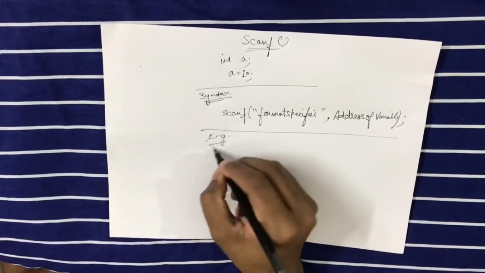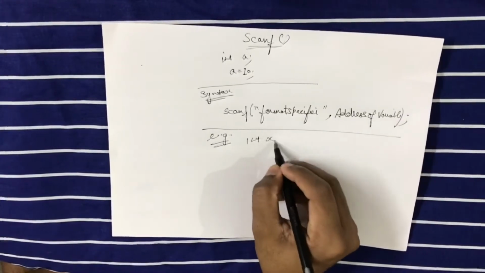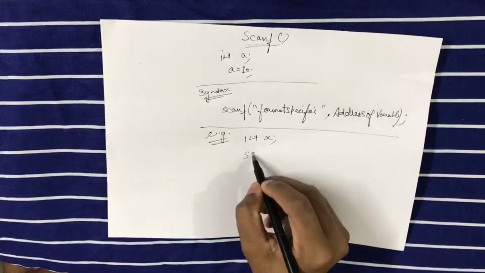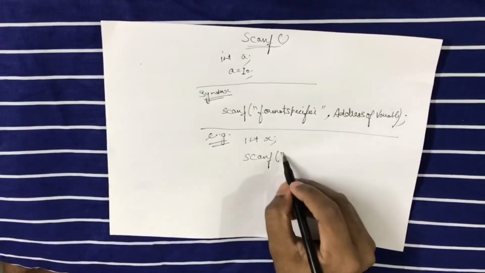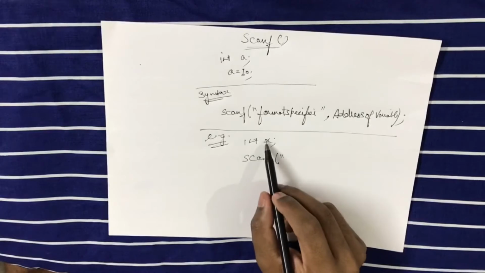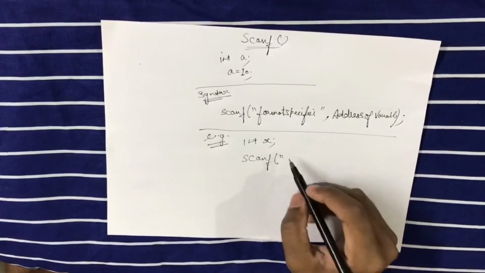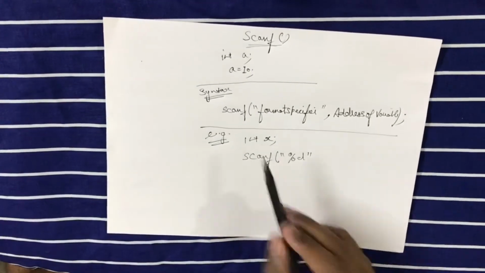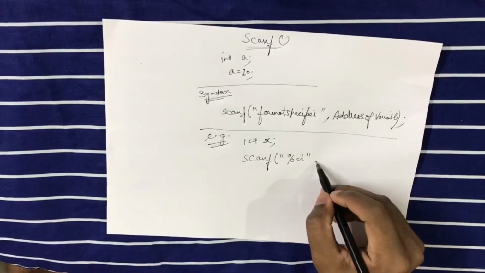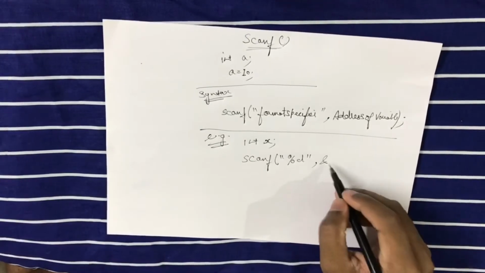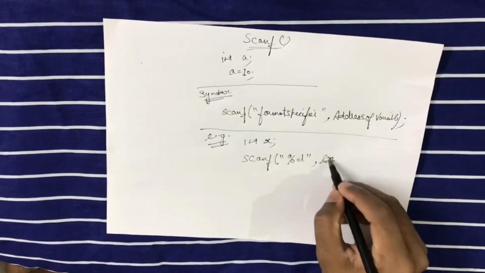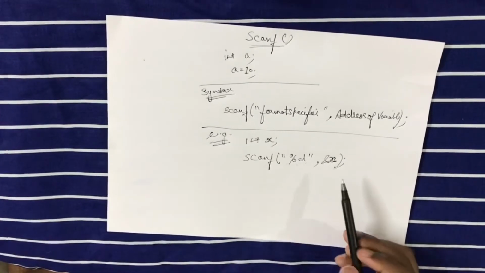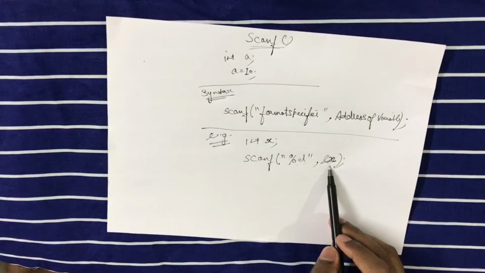Now I'm going to tell you how to use it. Say I have a variable int x. Now I have to store a value into x. So what I'll do is I'll use scanf. What is the format or data type of my variable? It's integer, so I'll use %d. And where do I want to store it? In variable x. So after the double quotes and after a comma, I'll pass the address of variable x. This is the format specifier and this is the address of that variable in which I want to store it.